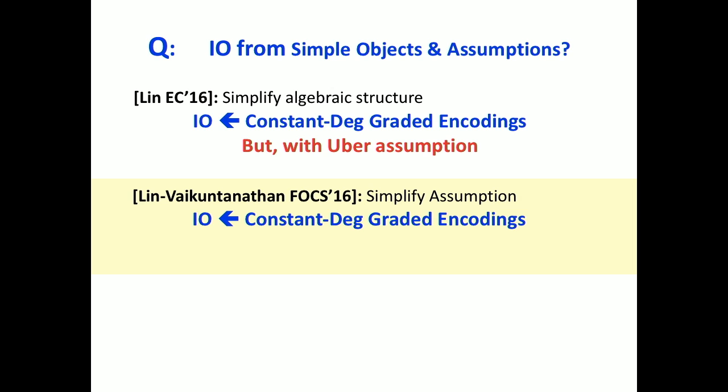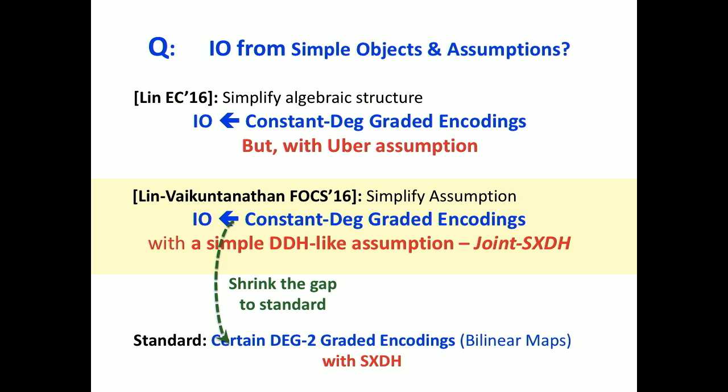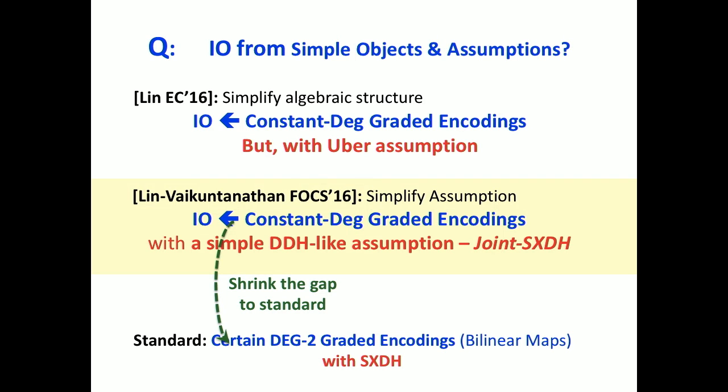What we show is that when we use constant degree graded encodings, the Uber assumption is not necessary. In fact, we can base the security on a much simpler DDH-like assumption called joint SXDH. And this shrinks the gap from what is standard. In particular, degree 2 graded encodings, bilinear maps, with exactly the SXDH assumption. Okay? All right, so now let me start to become more concrete about defining properly all these terms that are appearing on this slide. Okay?